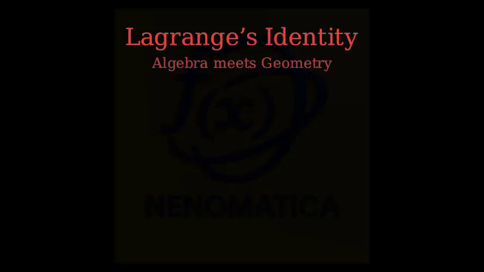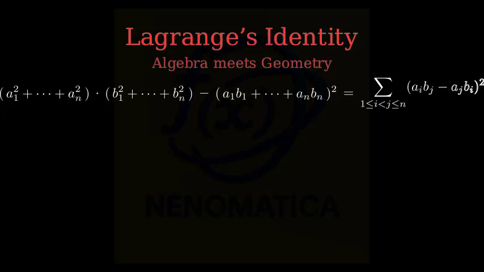It says, the product of the squared lengths of two vectors minus the square of their dot product equals a sum of squares built from little 2 by 2 determinants. We will see the general identity, a geometric picture, and a numeric check. Here is the general form for n components. Let us interpret the pieces.